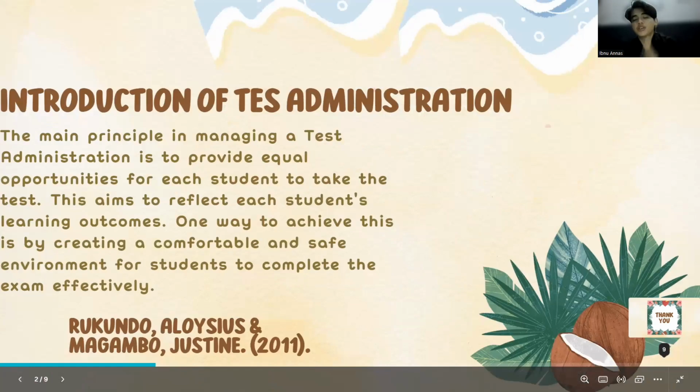So the first one is the introduction. The main principle of managing a test administration is to provide equal opportunities for the students. One way to achieve it is by creating a comfortable and safe environment for the students so that they can complete their exam effectively and justly. I take this from my sources Sukundu, Alusius, and Magambo Justin.